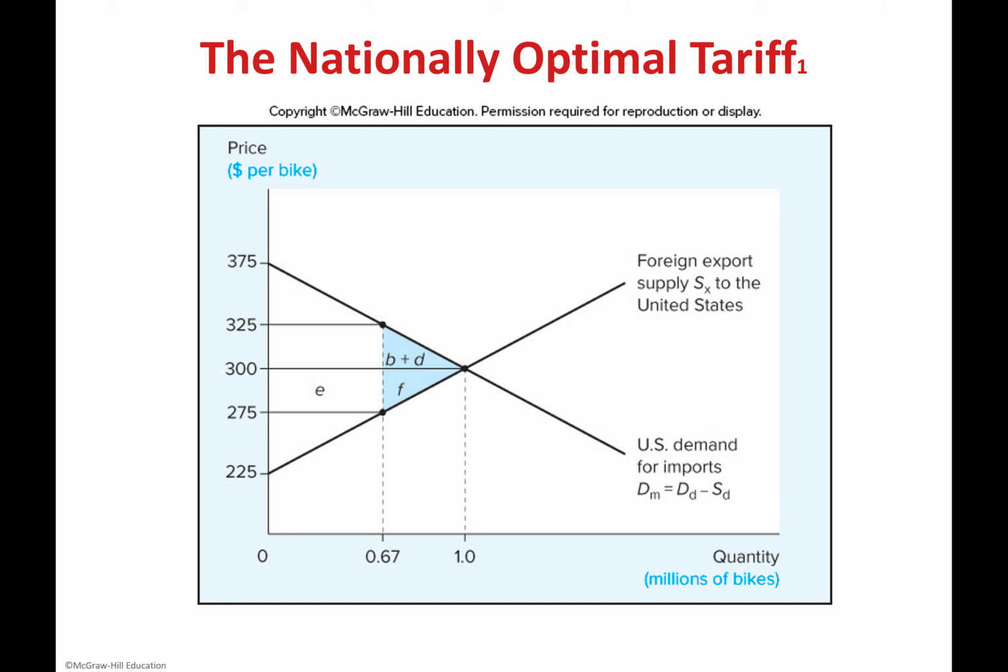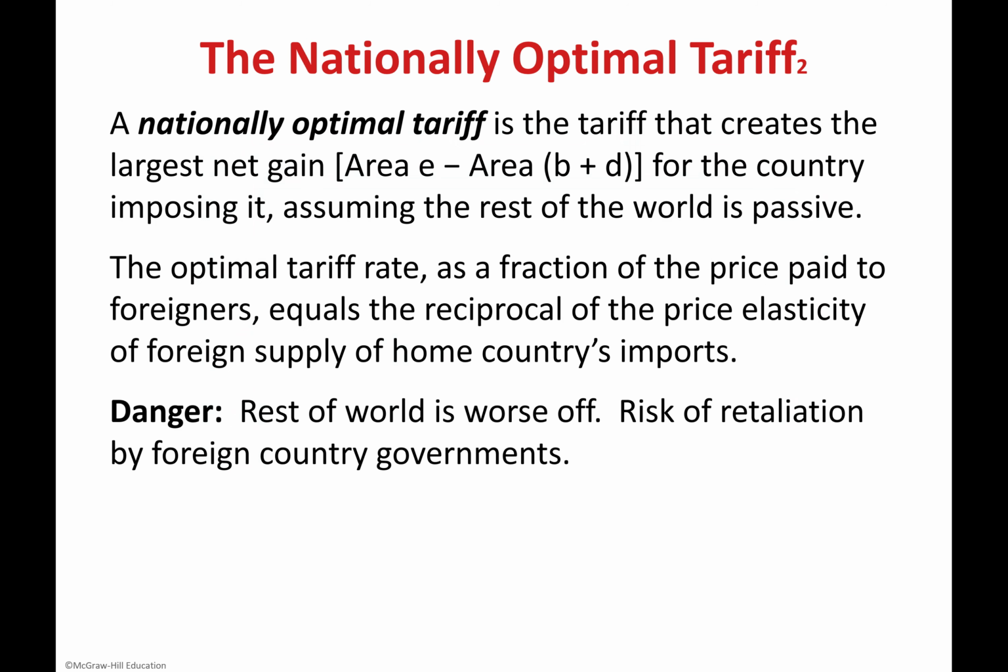Now, F is also a loss, of course. It's not a loss that the US bears, it's a loss that goes to foreign suppliers. So worldwide, we'd be looking at whether E is bigger than B plus D plus F. So the nationally optimal tariff is the tariff that creates the largest net gain, E minus B plus D, for the country imposing it, assuming the rest of the world is passive.